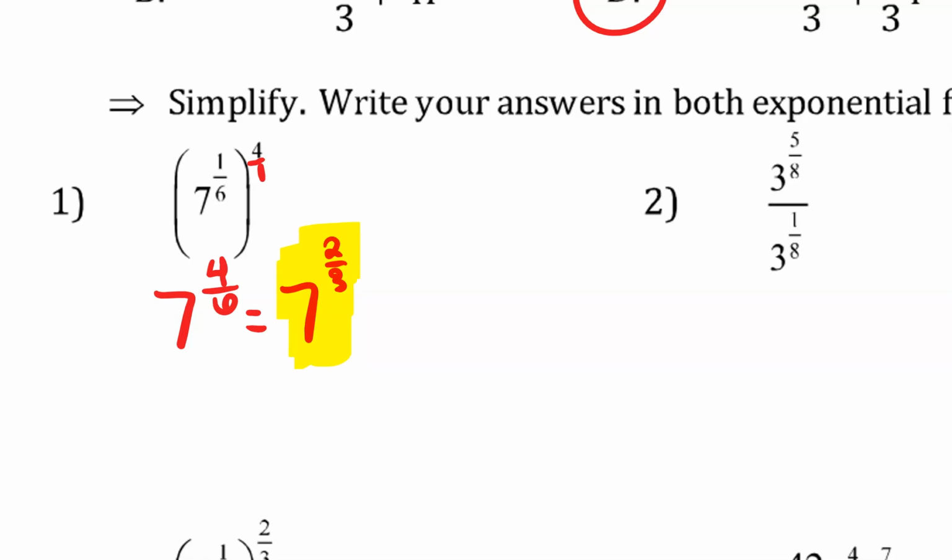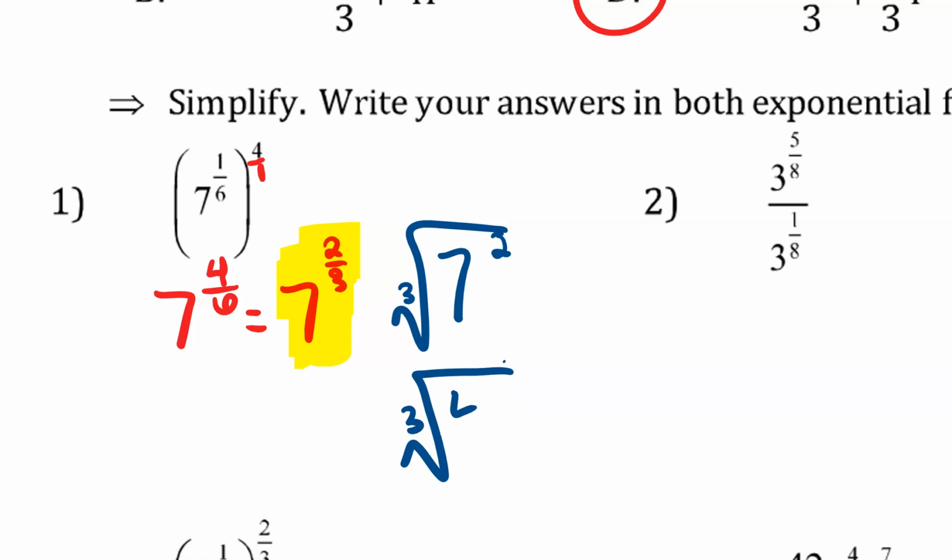So that's my answer in exponential form, but the directions said that I need to write it in exponential and radical form. So to write it in radical form, the big number becomes the radicand, the number on bottom becomes the index, and the power on top becomes the power, which I could rewrite as, my pen would work, sorry. There we go, now it's working. As the cube root of 49, because 7 squared is 49. So that's my answer in radical form.